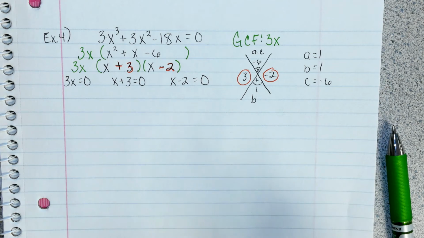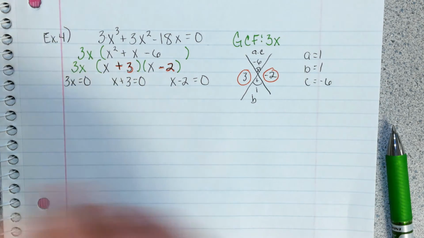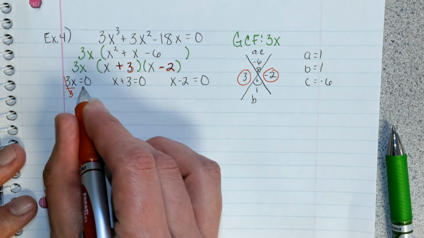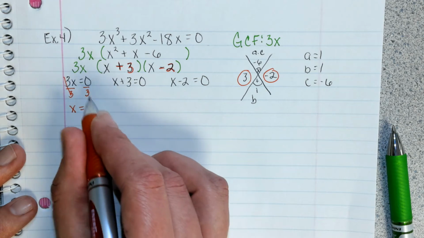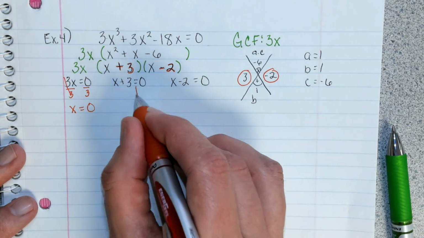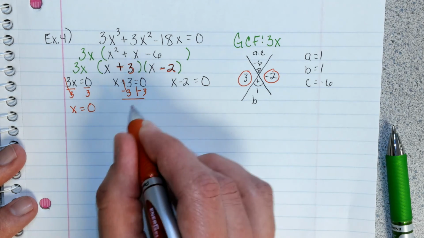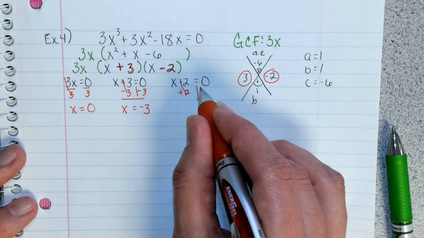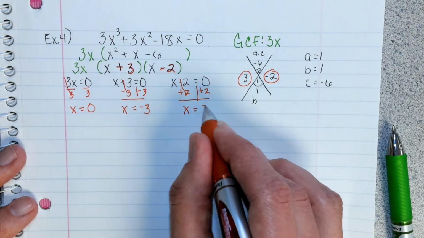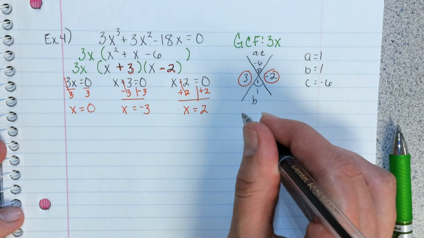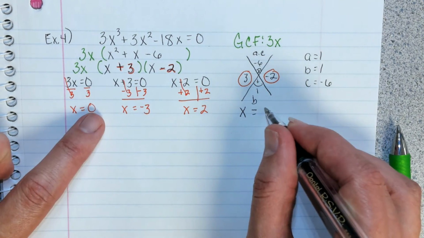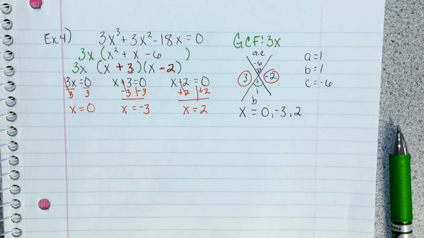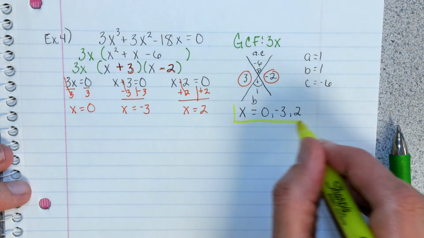Okay. Now we have to solve all 3. To solve this one, we divide by 3 and x is 0. To solve this one, we subtract 3 and x is negative 3. And this one, add 2 and x is 2. So on this one, you end up with 3 answers. X is 0, and it can also be negative 3 and also 2. Remember, when you type these into Canvas, no spaces.